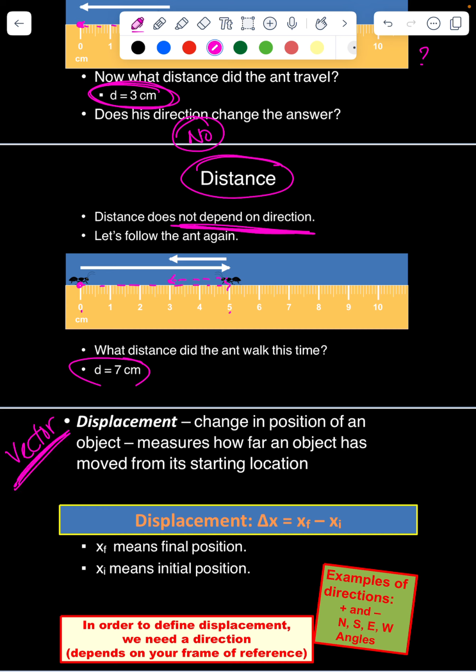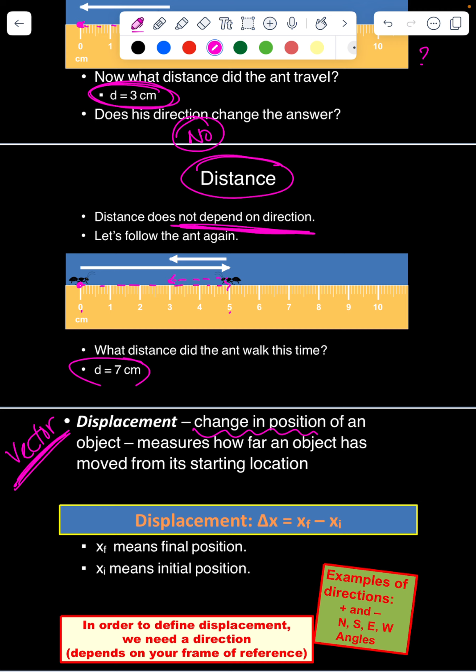All right, so we need to remember vector quantities have both magnitude and direction. So this does take the direction into account. All right, so displacement is an object's change in position. So I want to break that down. A change in. We have seen that terminology before.